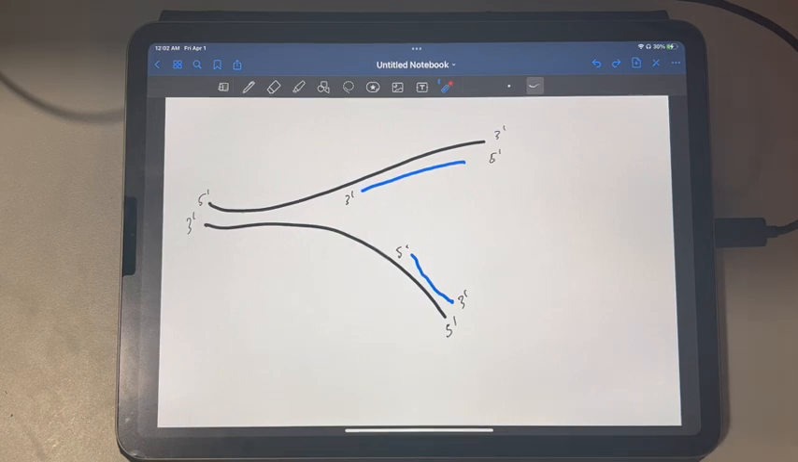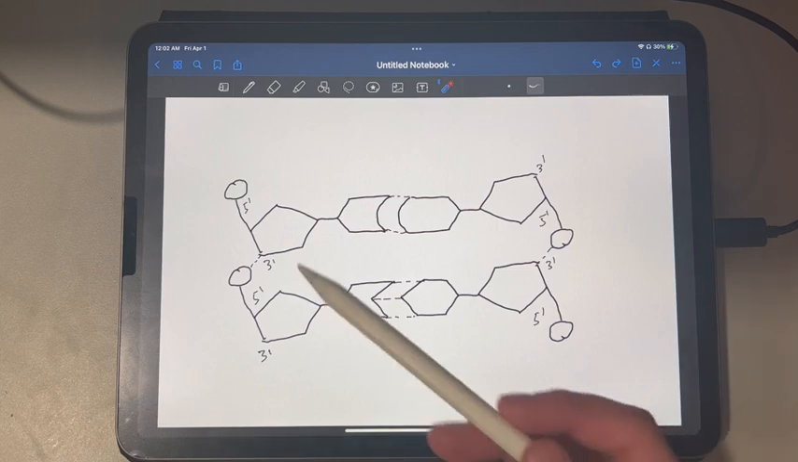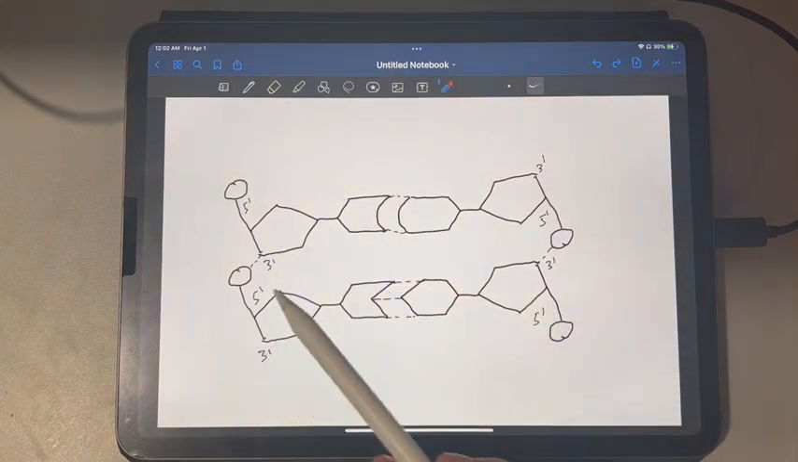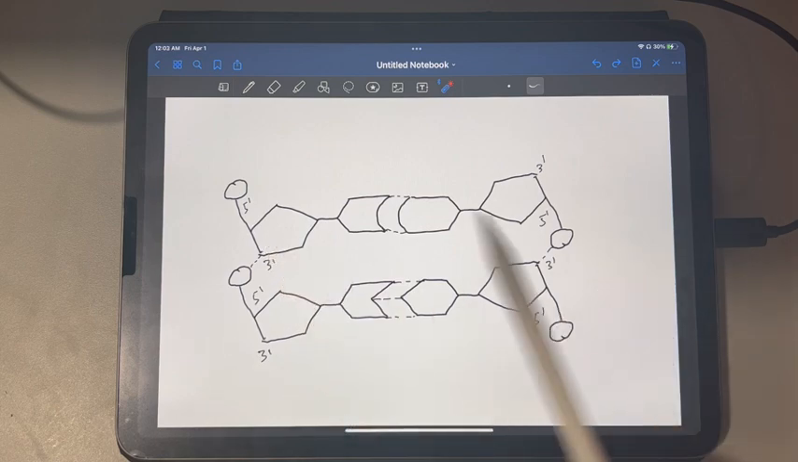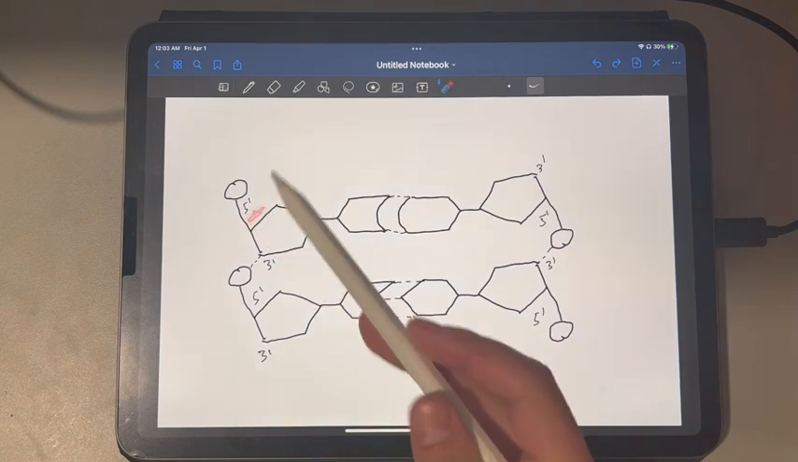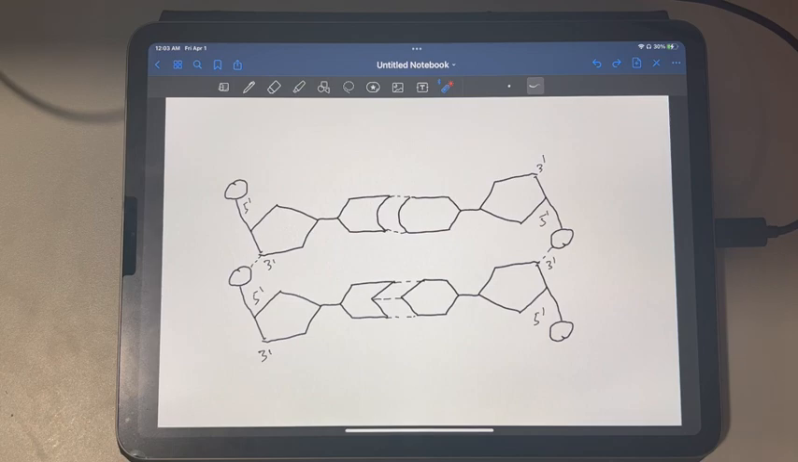This happens because DNA is anti-parallel. If I go back to this drawing here, you can see that one end is facing up and one end is facing down. This end is known as the 5' end, and this end is known as the 3' end, because it's all based on the number of carbons. So this is the 5' carbon and it's facing up, and here the 3' carbon is facing up.